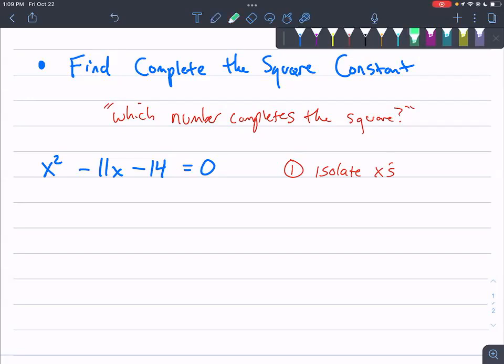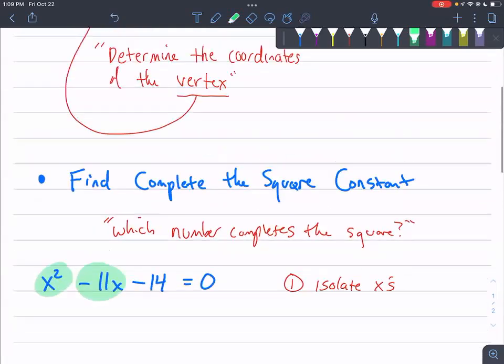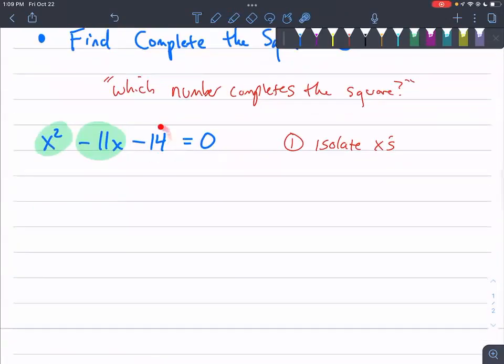So if I'm highlighting the x's, that's this term. That's also this term. So if we want to isolate those, that means we need to get rid of this negative 14. How are we going to do that? Add 14. The first step, hopefully pretty easy.